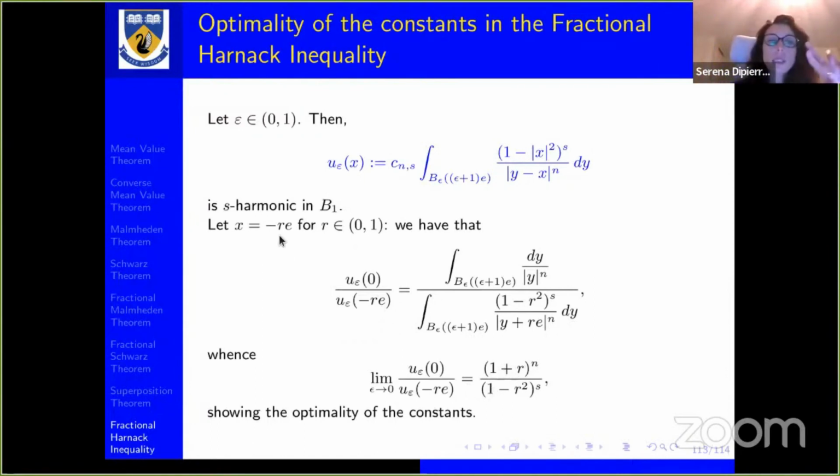And similarly, I think if you take x to be re, you would get the constant on the other side. So this proves that you can't do better than this. These are the optimal constants in the Harnack inequality.